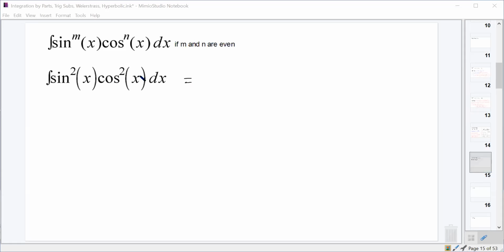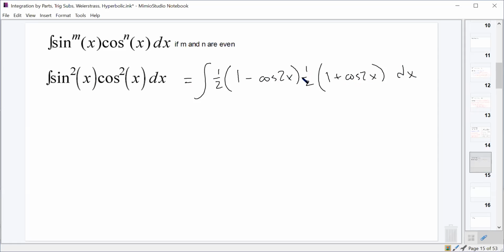All right, so sine squared should give us 1 minus cosine 2x times a half. And cosine squared x ought to give us 1/2 times 1 plus cosine 2x. And we can take the 1/4 out. And then we can distribute together the 1 minus cosine 2x and the 1 plus cosine 2x to give us 1 minus cosine squared 2x. And then we'll need to do the power reducing formula for that.